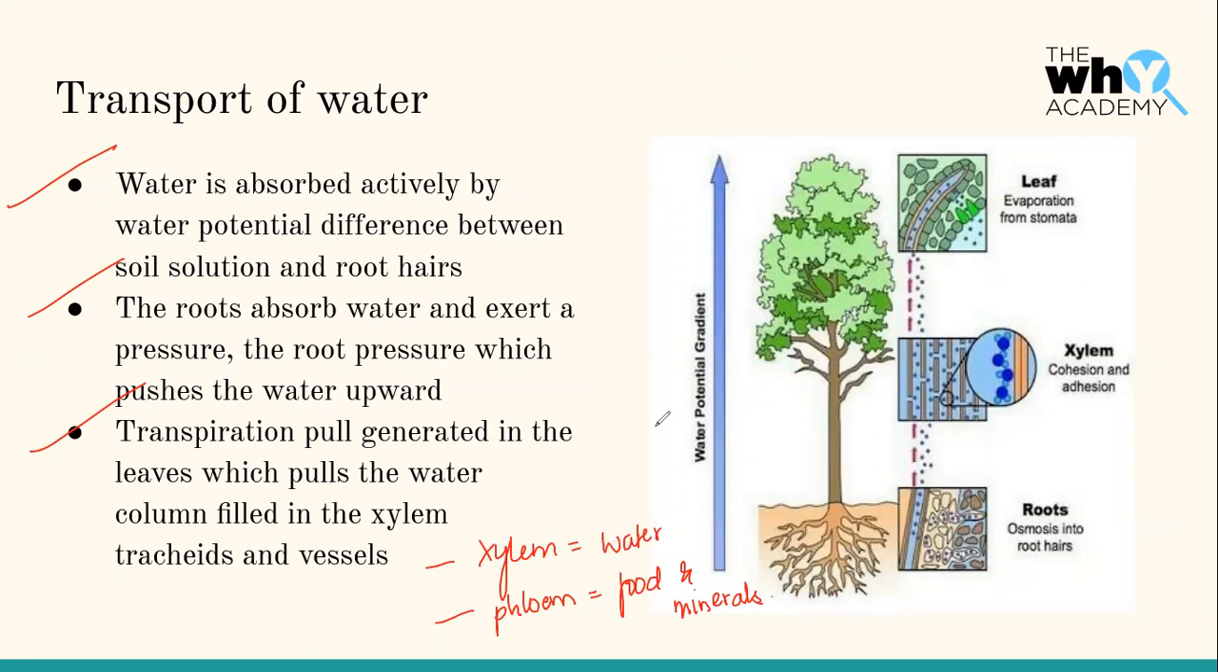Okay. So we need to understand how water moves from the roots to the tips of the leaves and how it is given out. One thing you need to know is water is always taken up by the roots, specifically by the root hairs via osmosis.